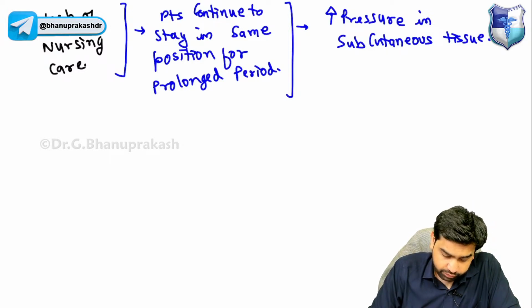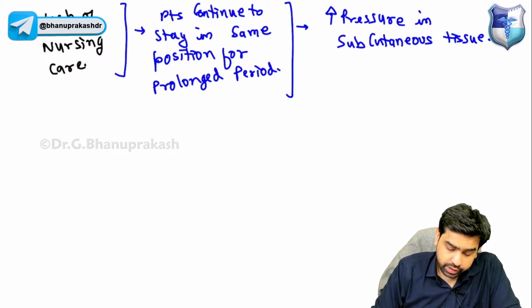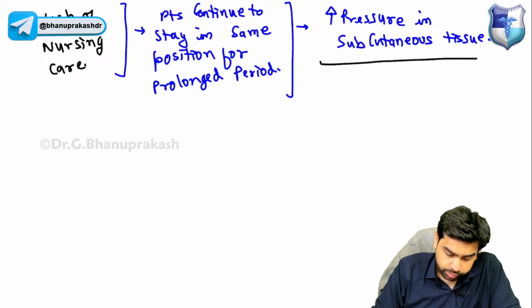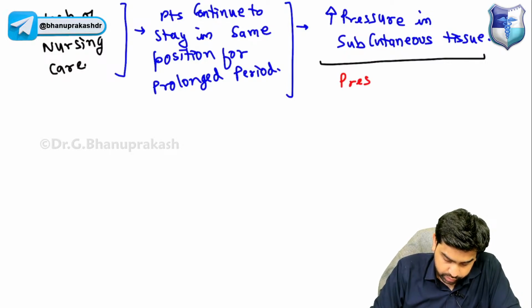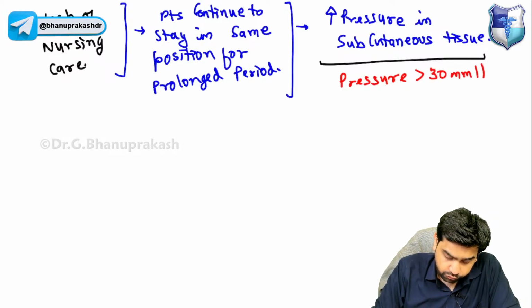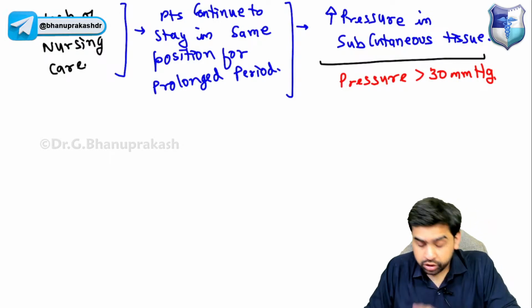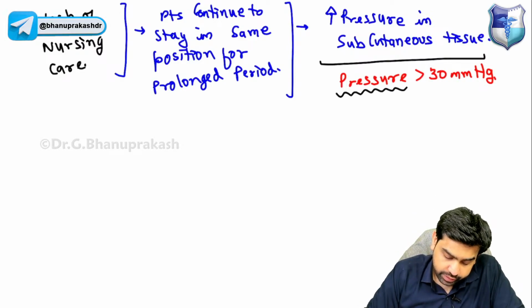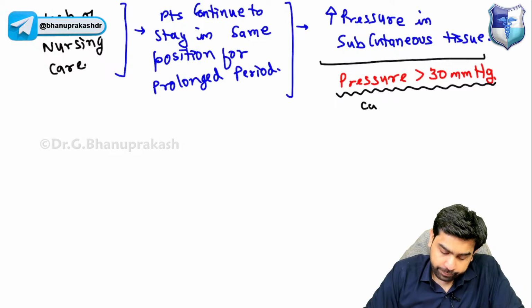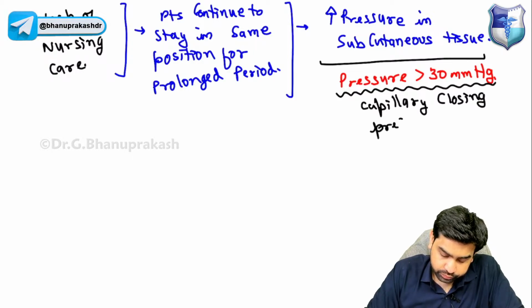Now, if the caregivers do not take care of them, what is going to happen? There's going to be an increase in the pressure in the subcutaneous tissue. And if this pressure rises above 30 millimeters of mercury, what is this 30 millimeters of mercury? It is the capillary closing pressure.